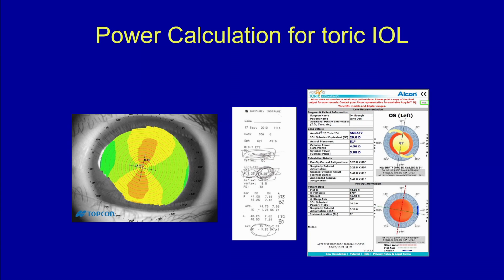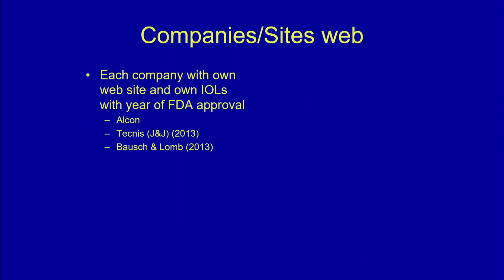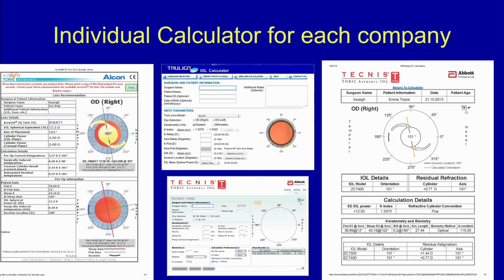This is a representation of astigmatism. This is steep, this is flat. You do a computation here, then you go to the company, you enter the data, and then they tell you which one to choose. The sites are very annoying. Each company has their own site, their own methods and whatnot. So here's an example. This is one company, other company, third company.